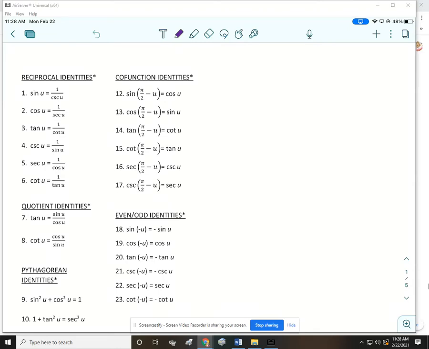Right, so we are going to be simplifying trigonometric expressions today, which we've kind of done every day. But this is just learning a few more techniques. This is going to be lesson 5.1c, simplifying trigonometric expressions.